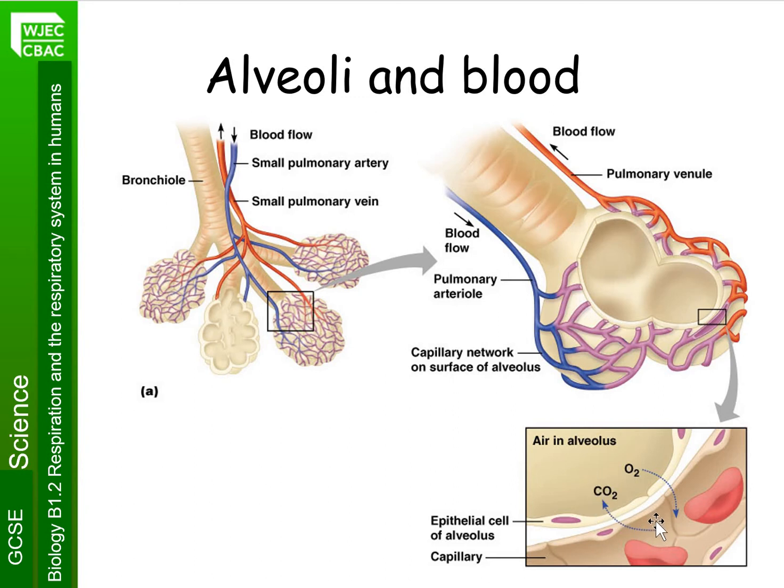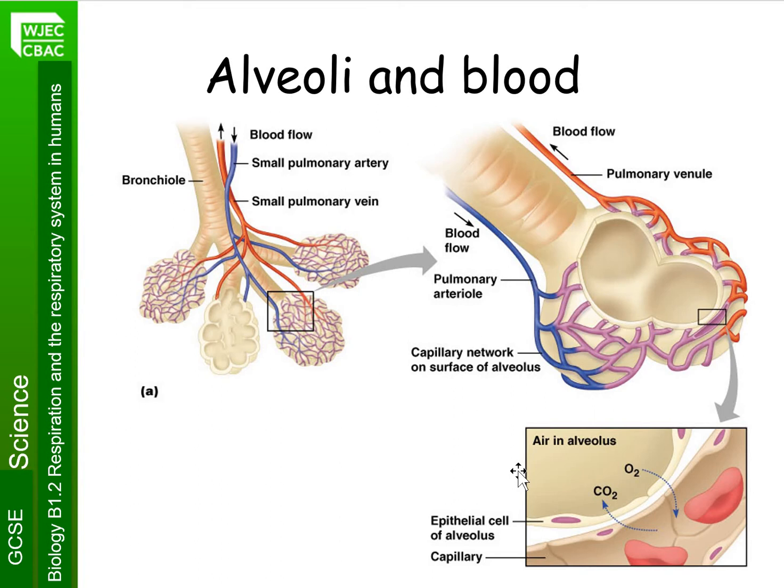So if we cast our minds back to diffusion in the first unit booklet that we did, the reason why the oxygen passes from here in the alveoli into the blood is there would be more oxygen here in the alveolus, less in the blood. So it passes from high to low concentration, down a concentration gradient to be picked up by the blood, and the opposite with carbon dioxide. There would be more carbon dioxide here and less inside the alveolus, so it passes from high to low concentration, down a concentration gradient into the alveoli so that we can get rid of it.